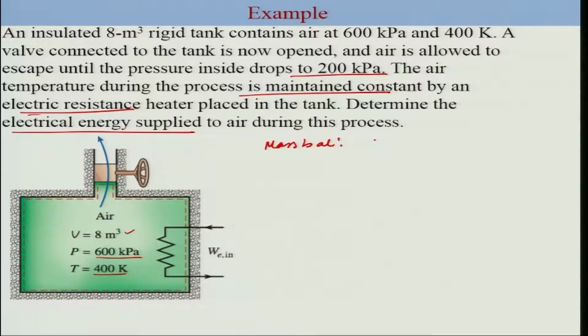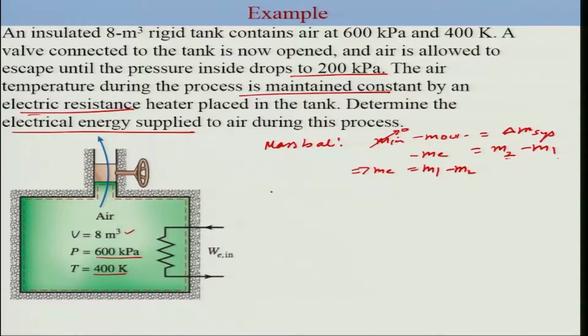So the mass balance here would be m_in minus m_out equals delta m of the system. Now m_in is 0, and the outflow is nothing but the exit. E stands for exit, and the change will be m2 minus m1. Here 1 and 2 are defined as the initial state and the final state of the system. Thus your m_e is nothing but m1 minus m2.